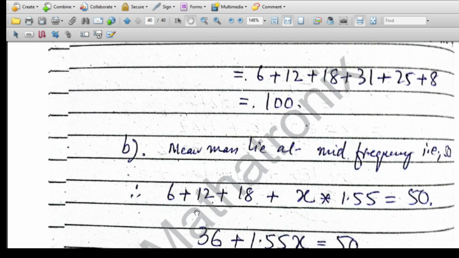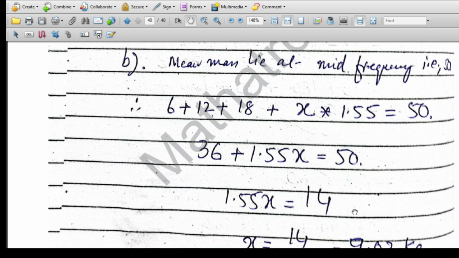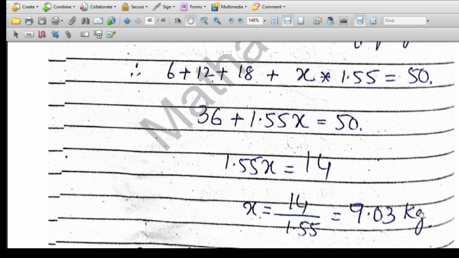So we will add 6 plus 12 plus 18 and 36, and then x times 1.5. So this is the class width times the frequency density, and x is the part of that width. So 36 plus 1.5x is equal to 50. So subtract: 14 divided by 1.5, and x is about 9 kilograms.